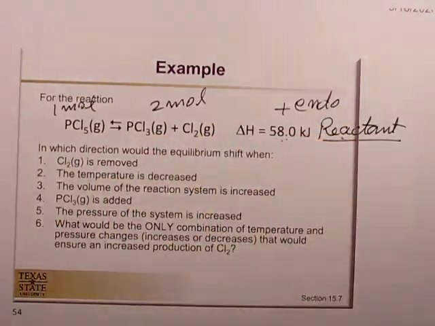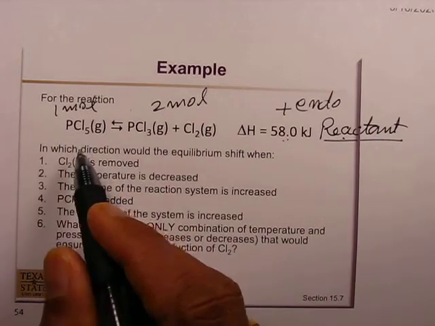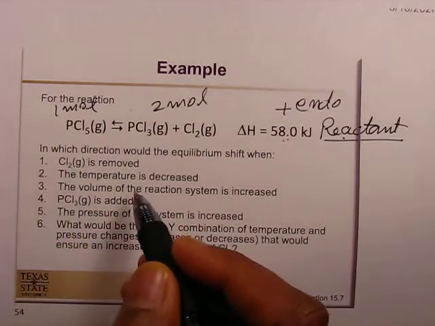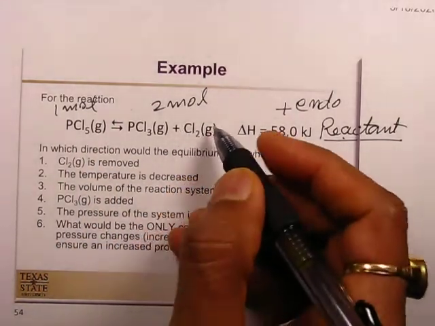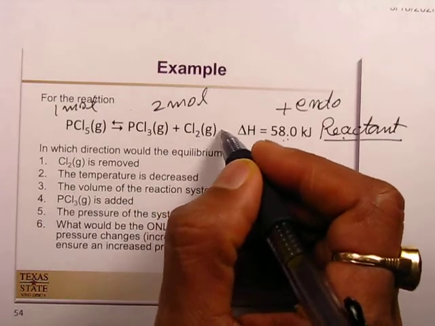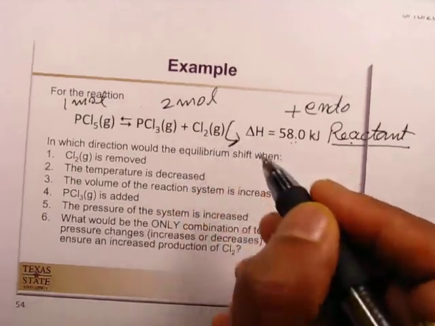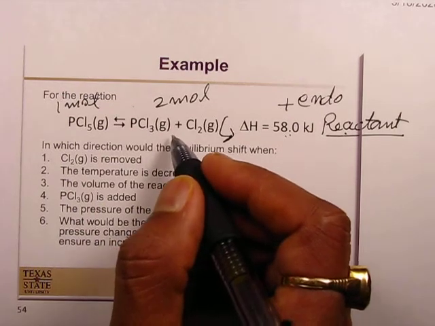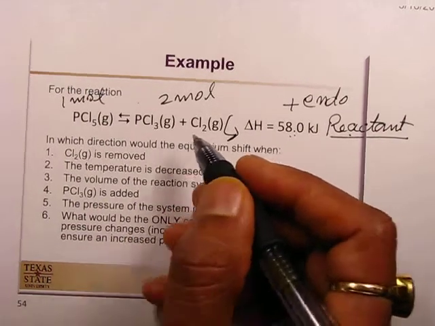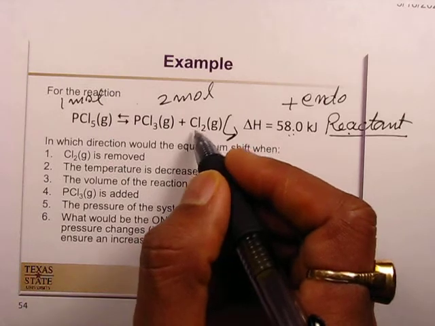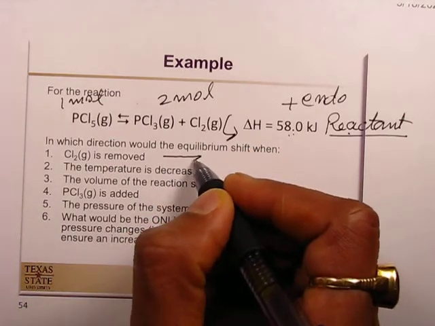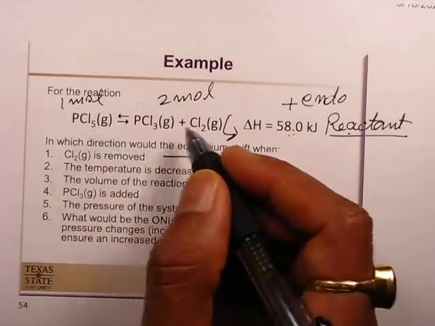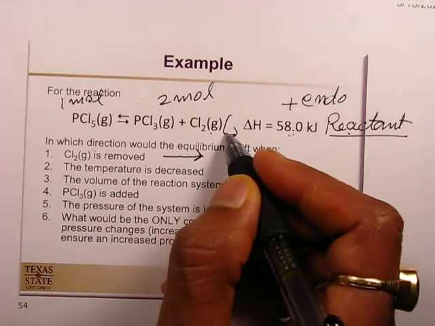So we have a larger number of moles on the product side and lesser number of moles on this side. So Cl2 is removed. If you remove the Cl2, product is removed, it means the reaction will shift toward the right side. All the reactant will try to consume to make more Cl2.